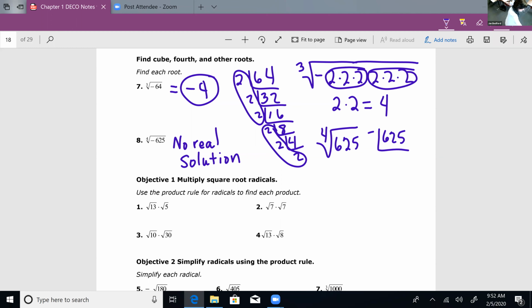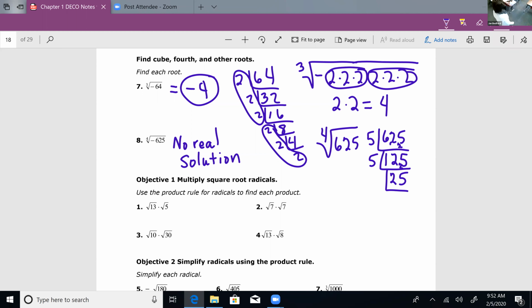Now, 5 will go into 6 one time with 1 left over. 5 will go into 12 2 times with 2 left over. And how many times will 5 go into 25? 5 times. Okay, so 5 times 125 gives me 625. That still ends in a 5, so I'm going to go again with a 5. 5 goes into 12 2 times with 2 left over. And 5 goes into 25 5 times. And again, you use your calculator to do the division.